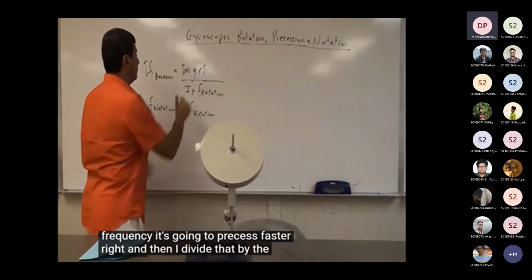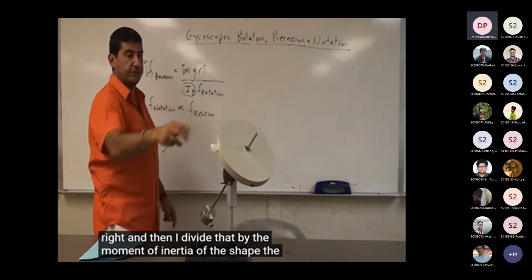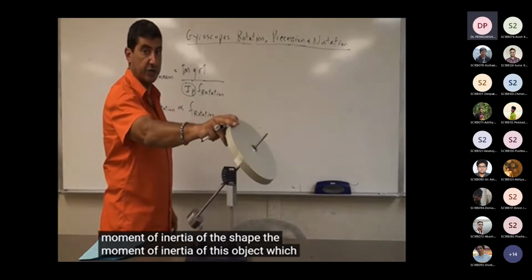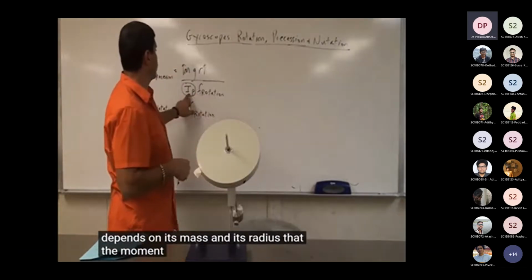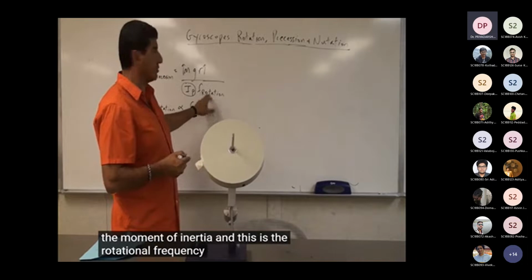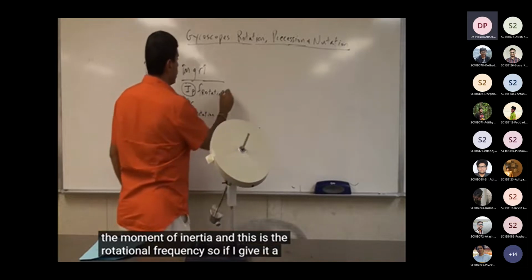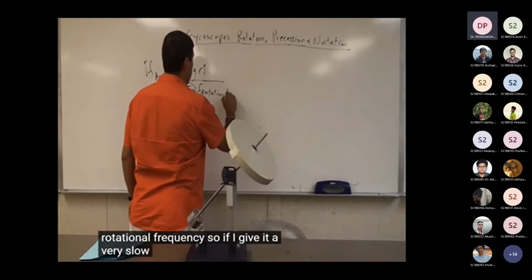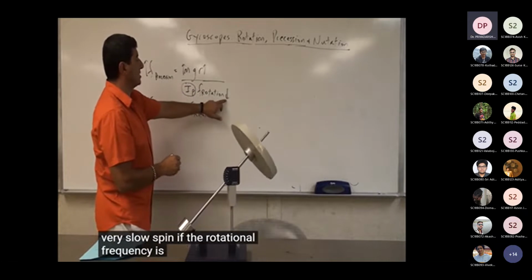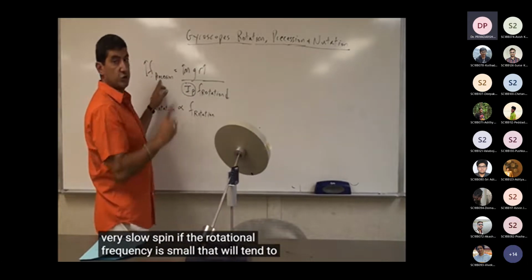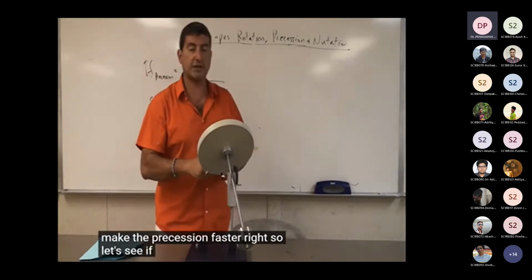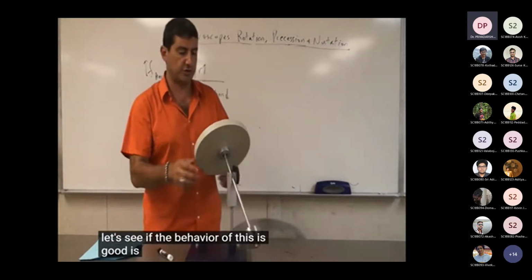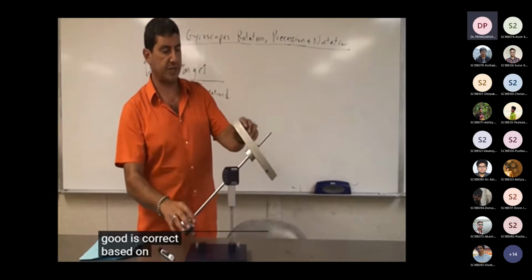And then I divide that by the moment of inertia of the shape, the moment of inertia of this object, which depends on its mass and its radius. That's the moment of inertia. And this is the rotational frequency. So if I give it a very small spin, if the rotational frequency is small, that will tend to make the precession faster, right? So let's see if the behavior of this is correct based on the equation.